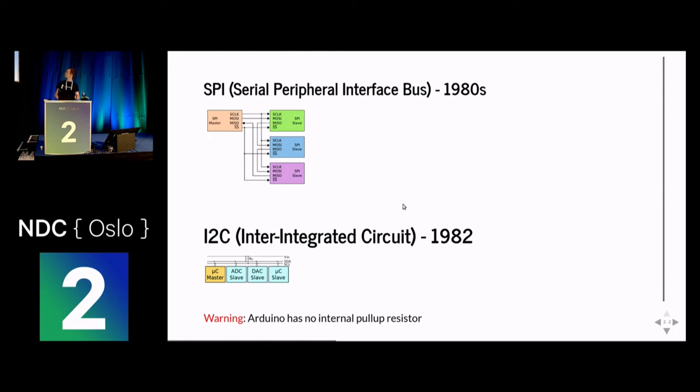I2C is a little bit different. You don't need to use as many pins. You don't have the slave select pin for every component. However, it's a little bit slower. And a little warning: the Arduino microcontrollers don't have an internal pull-up resistor, but the other ones do. So if it doesn't work on an Adafruit device, that might be something you need to look into.